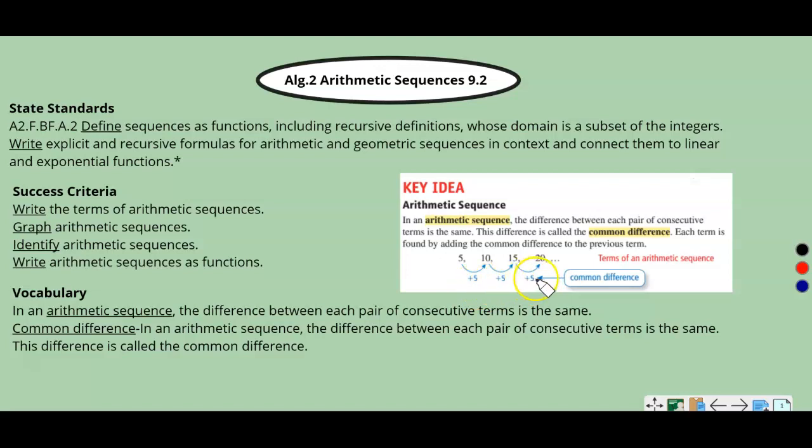So if you have this common difference, if you add or subtract to get to the next term, you have an arithmetic sequence. Common difference. In an arithmetic sequence, the difference between each pair of consecutive terms is the same. That difference is called the common difference.